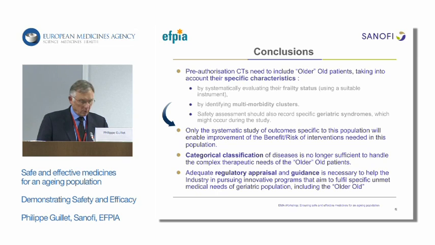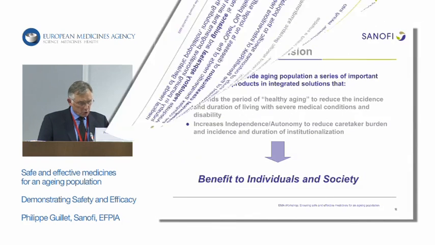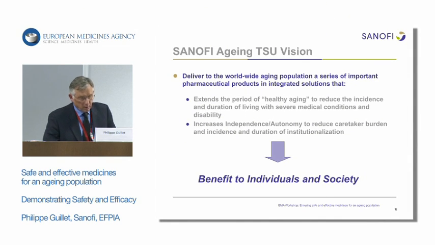Again, as I said, the categorical classification of disease is no longer sufficient. We need to look at the international classification of function as well. And maybe the pivot of the interaction between those two classifications is the evaluation of function and frailty and the clusters. And of course, we need adequate regulatory appraisal and guidance necessary to help the industry in developing innovative programs around the older old.